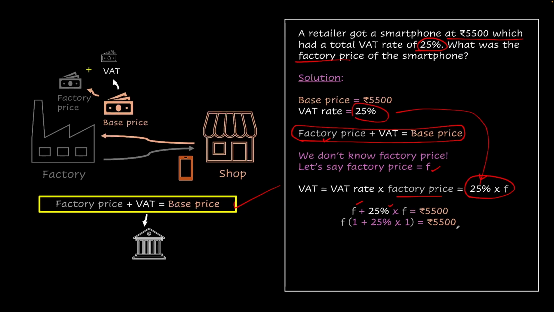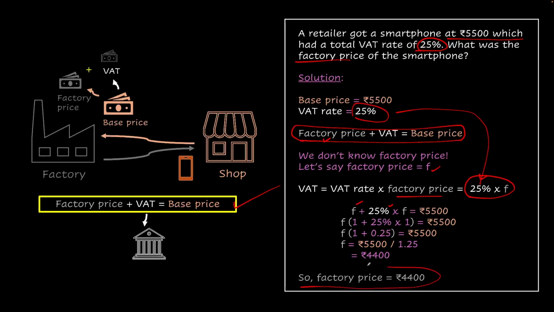So if we solve this equation, we get F times (1 plus 25%) equals 5,500. So F times (1 plus 0.25) is 5,500. So F equals 5,500 divided by 1.25, which is going to come out to be 4,400. So the factory price is 4,400 rupees.